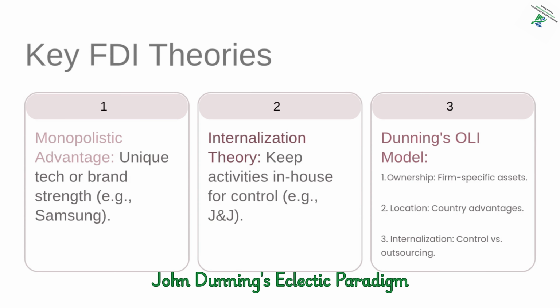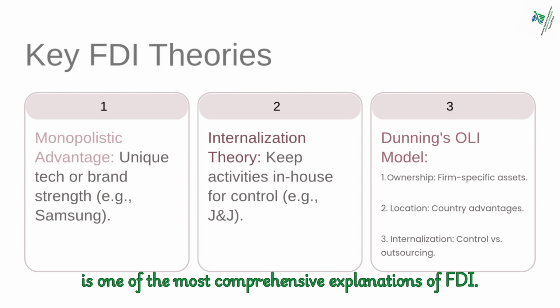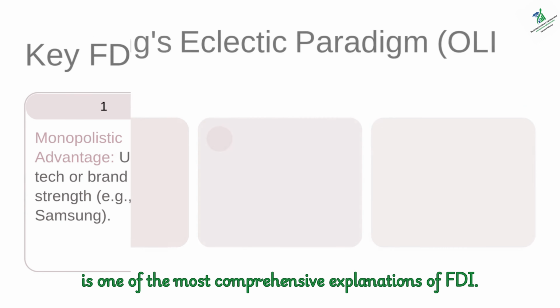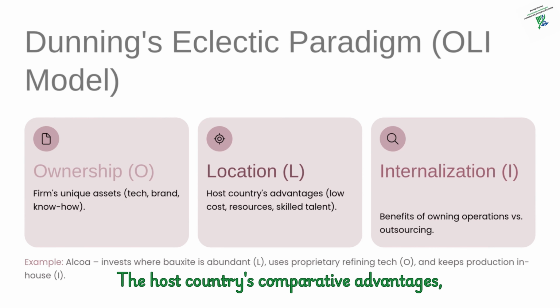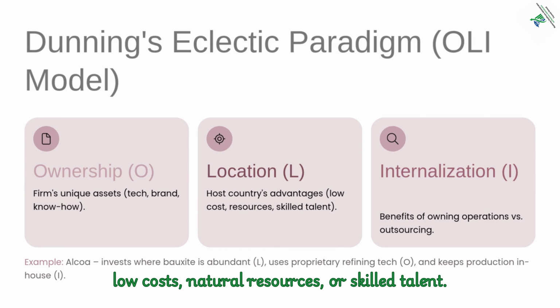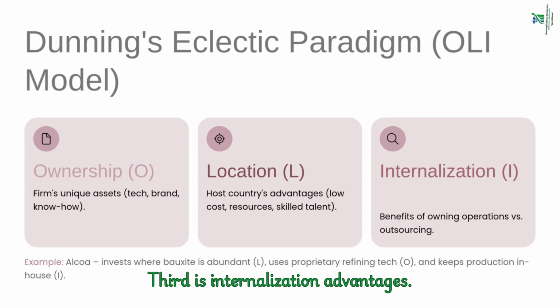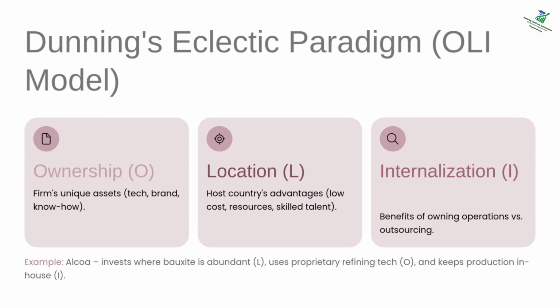Dunning's eclectic paradigm, OLI model. John Dunning's eclectic paradigm is one of the most comprehensive explanations of FDI. It combines three factors. First is ownership-specific advantages, O, the firm's unique assets, technology, brand, or know-how. Second is location-specific advantages, L, the host country's comparative advantages, low costs, natural resources, or skilled talent. Third is internalization advantages, I, the benefits of owning rather than outsourcing operations abroad.